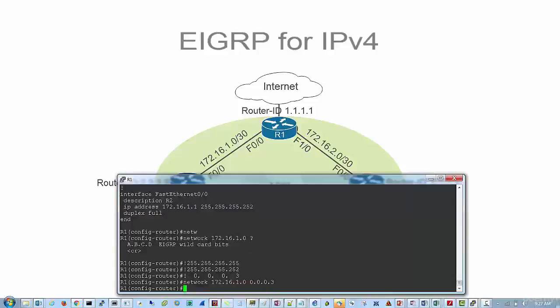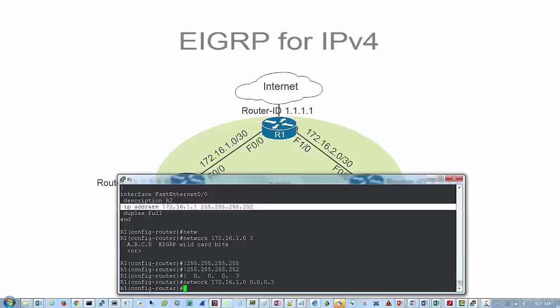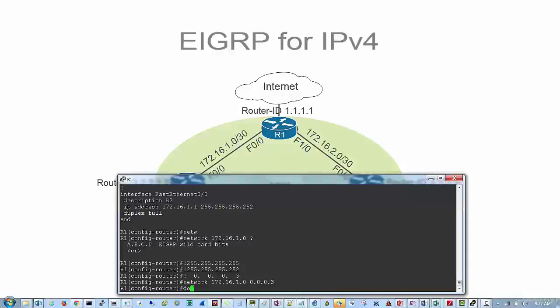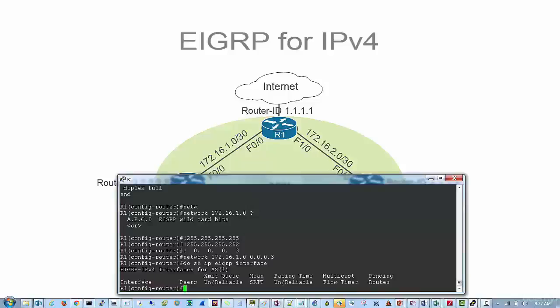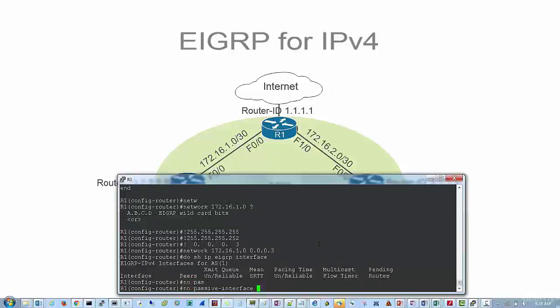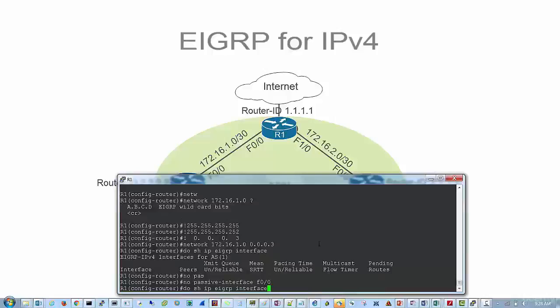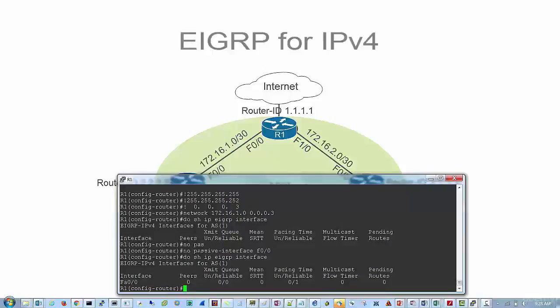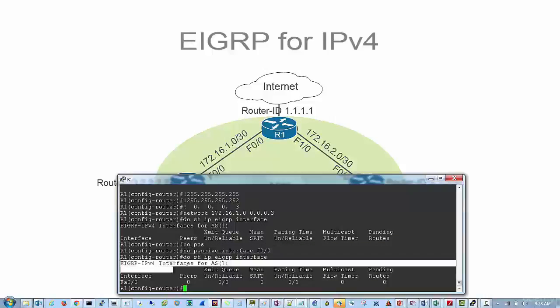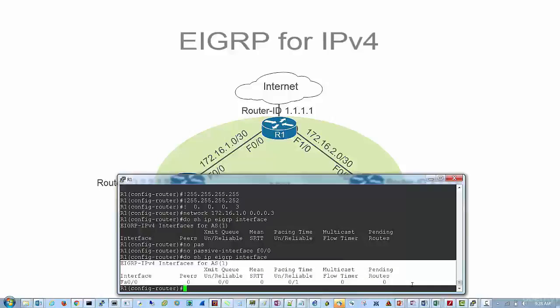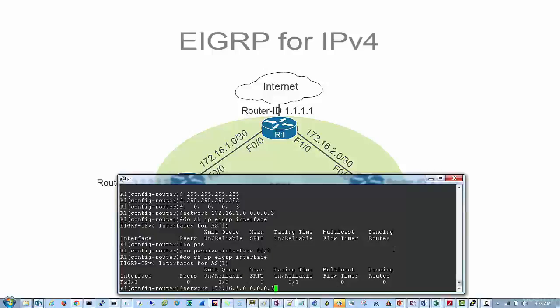So with that network statement, we're saying that EIGRP is now enabled on this interface, and it will also advertise that network. But since we said that all interfaces are passive by default, and we haven't defined that interface as not being passive, if we run the command show ip eigrp interfaces, we do not have any interfaces listed here. So let's say no passive-interface F0/0, and now that we enabled it by saying no passive for that interface, it now shows up as an EIGRP interface.